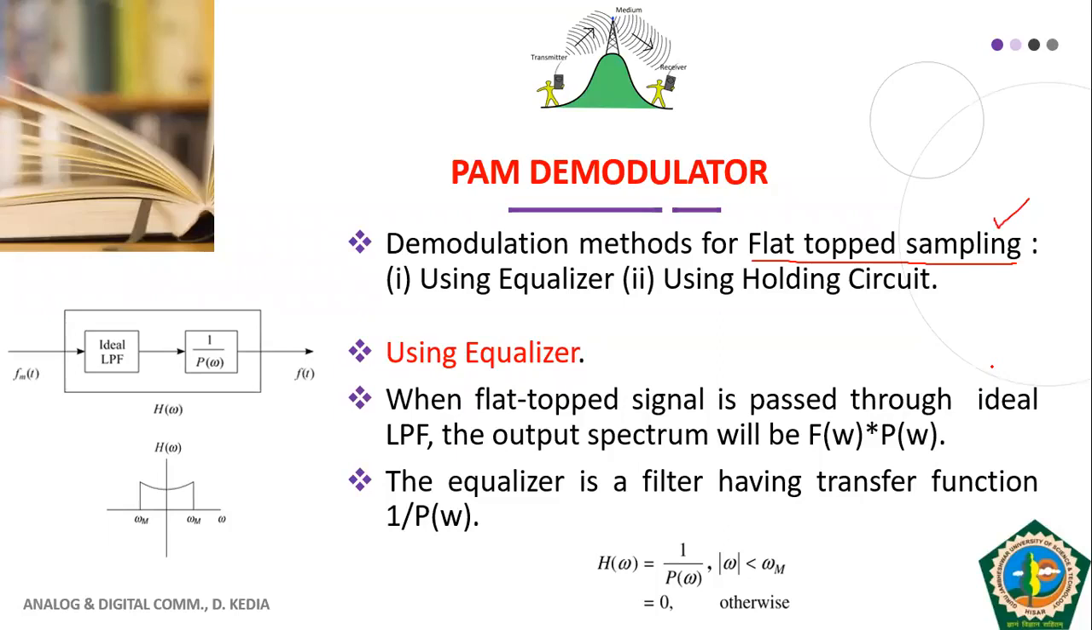So obviously when we introduce deliberate distortion, that deliberate distortion has to be removed when we demodulate our signal back at the receiver side. Only then we will be able to obtain the original signal. So there are two methods with the help of which we can demodulate our PAM signal for flat top sampling case. First is using equalizer, and second is using holding circuit. So first let us talk about demodulation of PAM signal using equalizer.